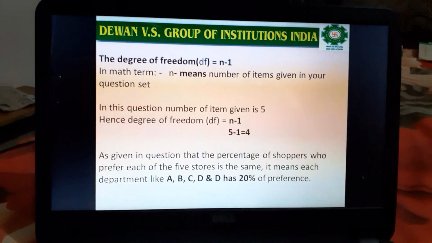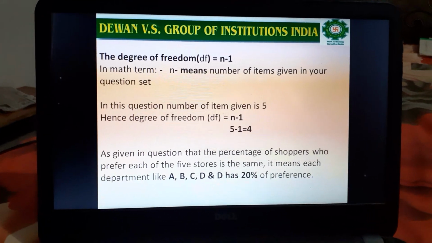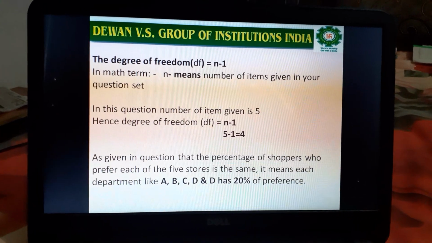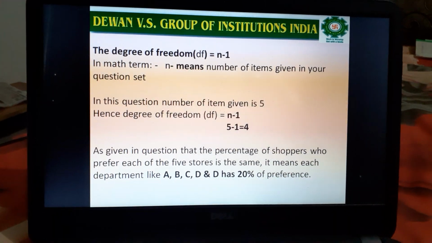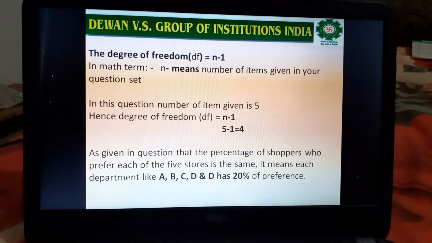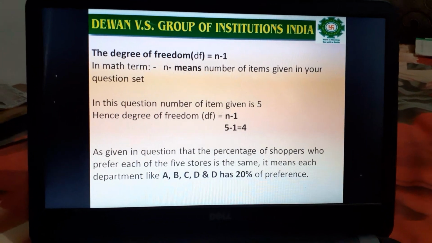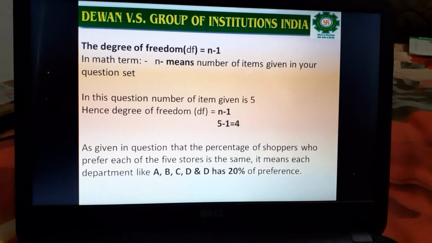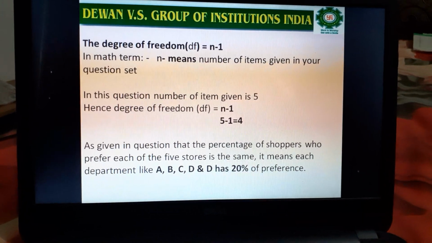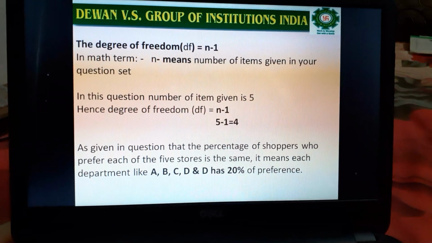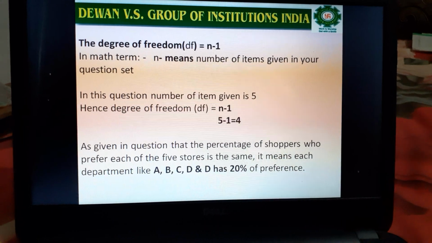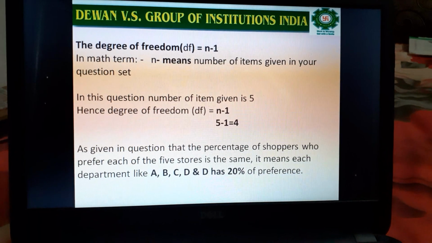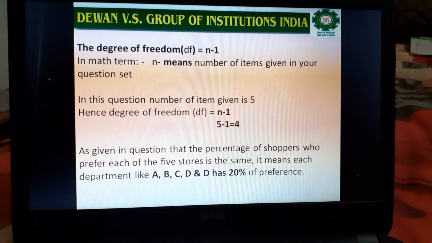Coming to the next part, the degree of freedom, also indicated as DF, is equal to n minus 1. The basic formula of degree of freedom is n minus 1, and in mathematical terms, n simply means the number of items given in your question set. In our question, the number of items is 5. Hence, the degree of freedom DF is equal to n minus 1, which means 5 minus 1 is equal to 4.